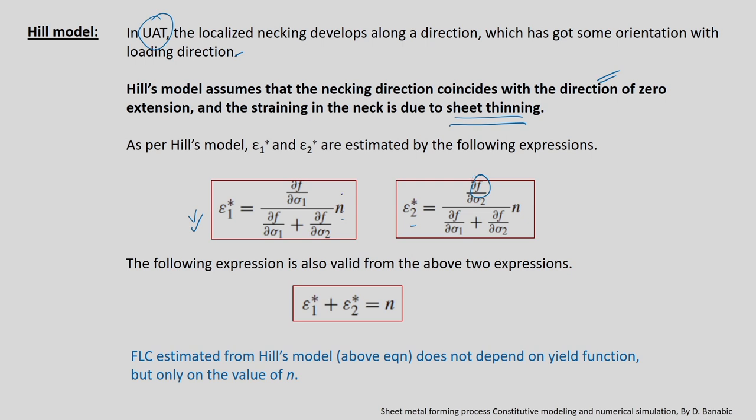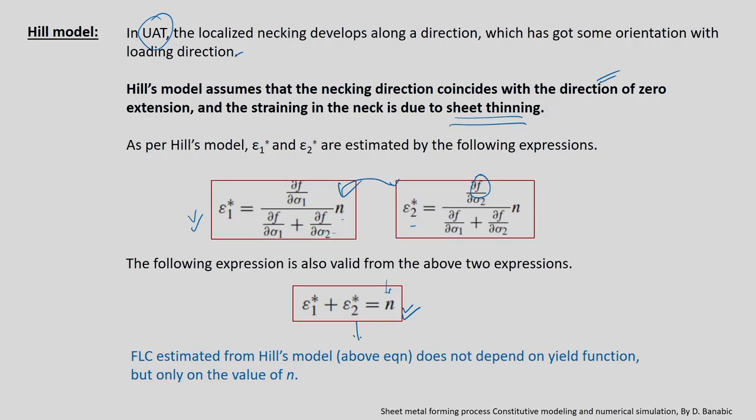And if you combine these two equations, you will get this particular equation. This equation is already known to us, isn't it? Epsilon 1 star plus epsilon 2 star is equal to n. So, if you add these two, it will lead to our previous equation, which will give you the maximum tension line. Now, as per this equation, you can simply say that your FLC estimated from this Hill's model does not depend on the yield function.